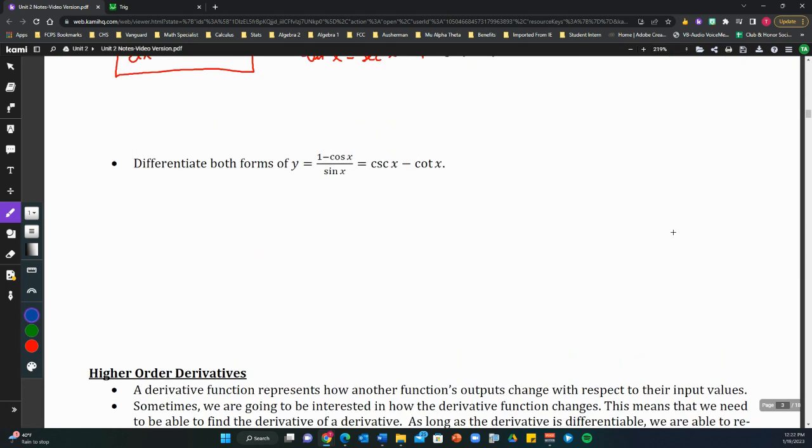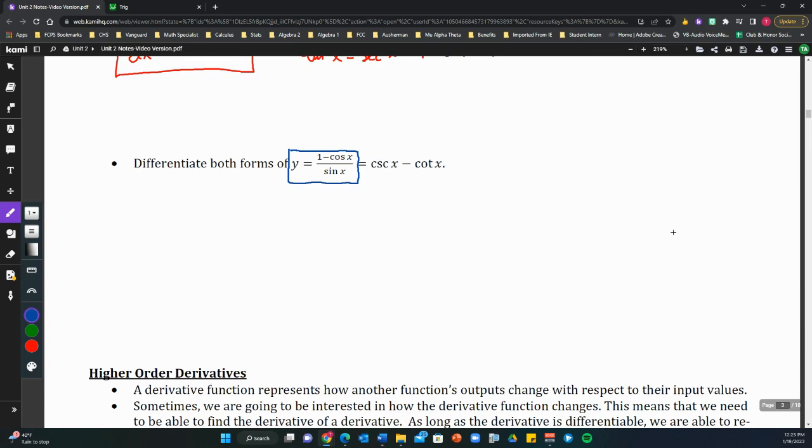All right, now for the next one, we're going to do something a little bit different. The original function that I want to take the derivative of is y equals 1 minus cosine of x over sine of x. Looking at that right off the bat, it's a fraction. We've got trig over trig. So it looks like we would need to use the quotient rule.